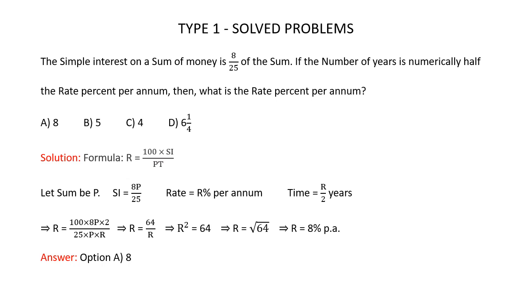Now it's given that the simple interest on a sum of money is 8/25 of the sum. Now here we do not know what is the sum of money. So let the sum of money be P, that is let the principal be P. So simple interest will be 8/25 of the sum, that is 8 by 25 multiplied by P, which is nothing but 8P by 25. Now it's given that the number of years is numerically half the rate percent per annum. This means that if rate is R% per annum, then time is R by 2 years.